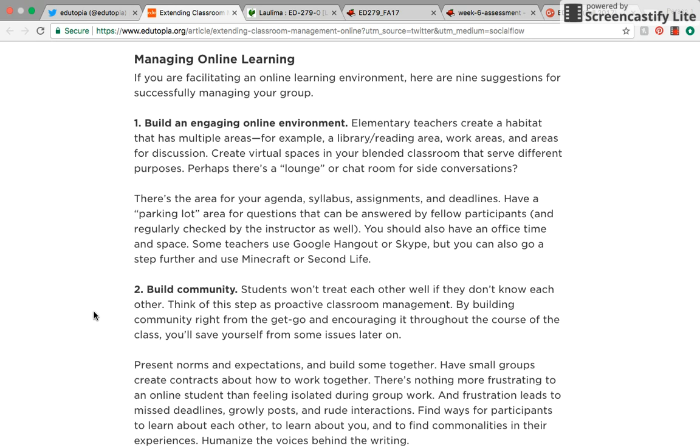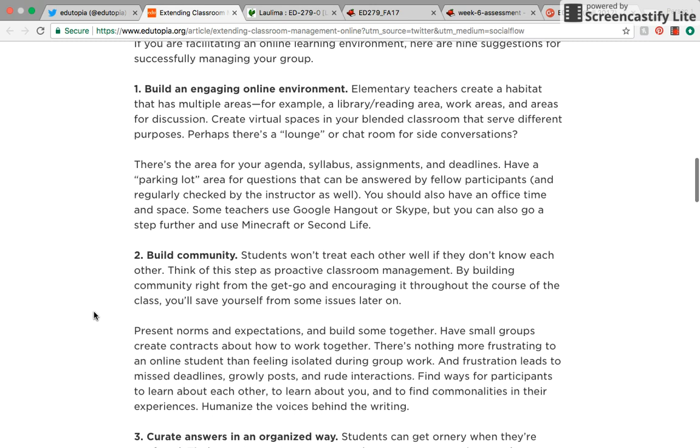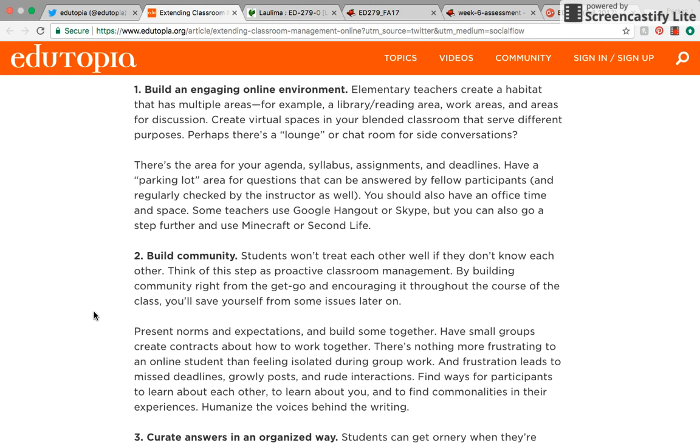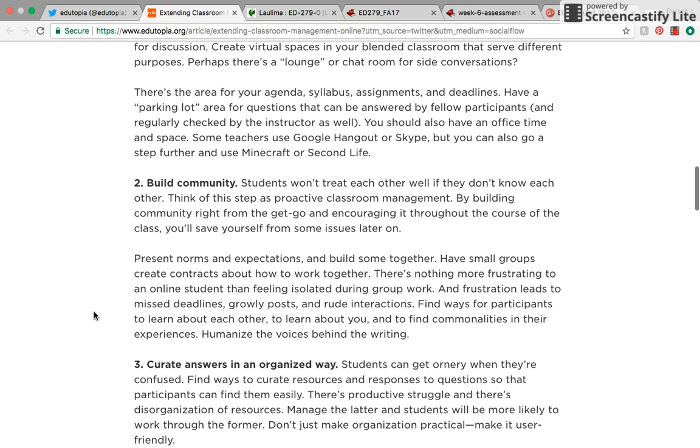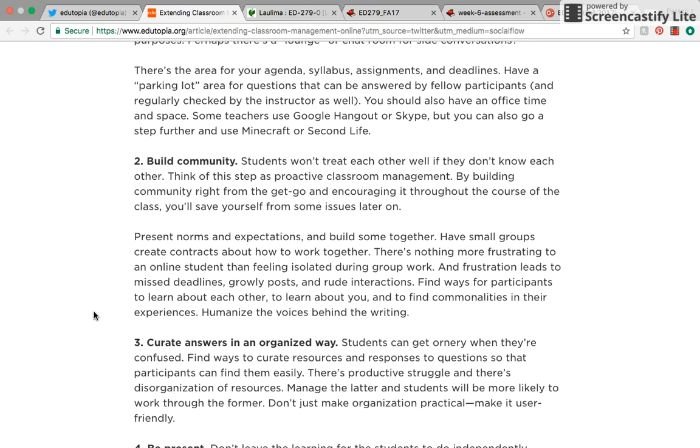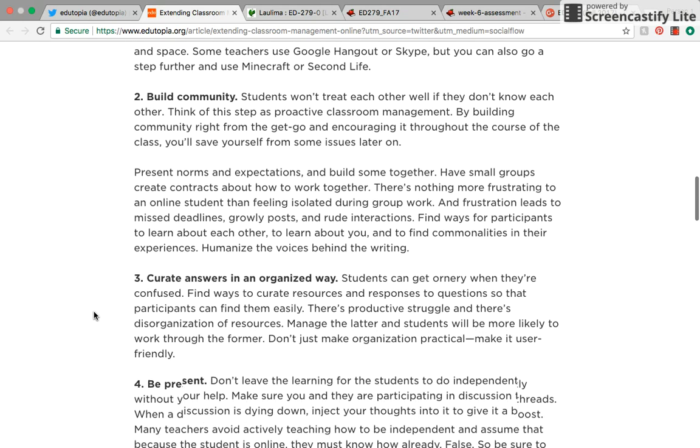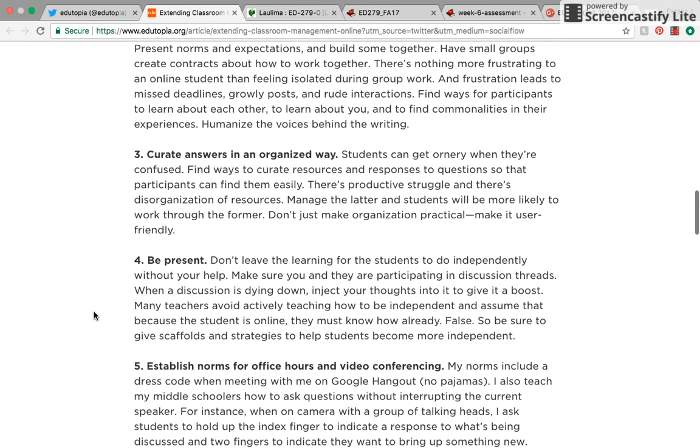But just briefly, number one is build an engaging online environment. And this is just make it so people can enjoy doing things, not just check it and then get their assignment. 2 is build community. So make sure the students feel like they're part of something, not just doing it for a grade. 3 is curate answers in an organized way, make it easy for students to get the answers and to understand the assignments.